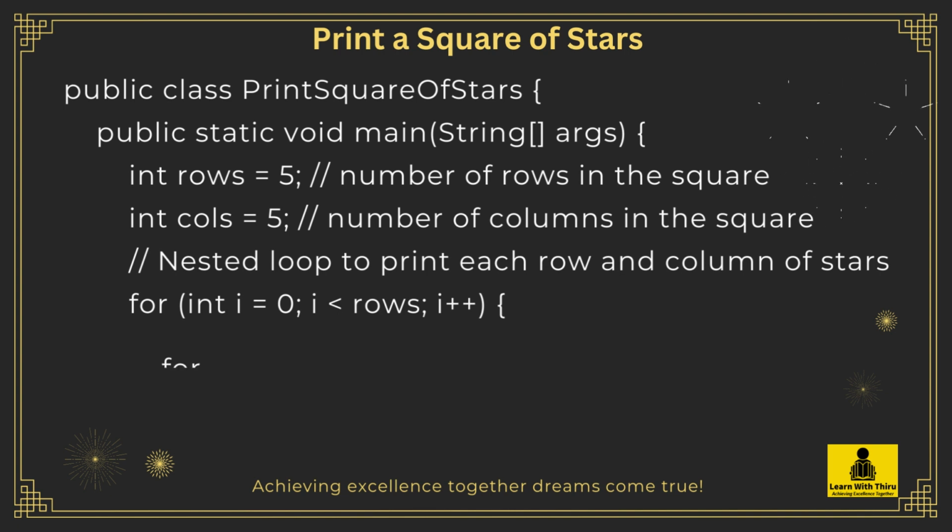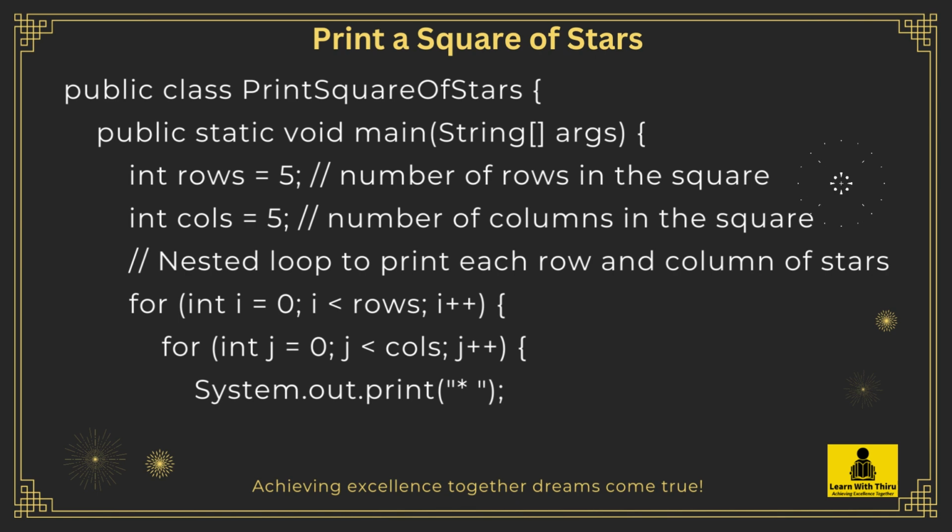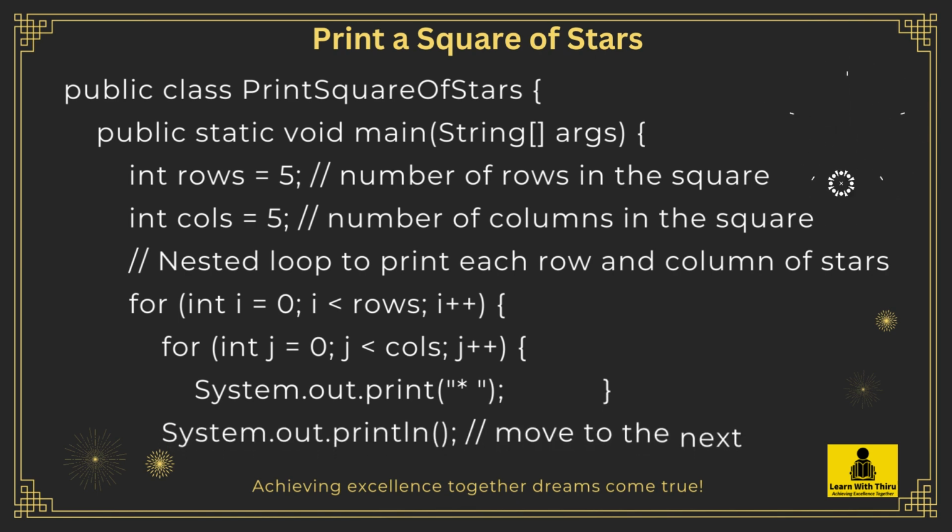int cols = 5; // number of columns in the square. Nested loop to print each row and column of stars. for (int i = 0; i < rows; i++). for (int j = 0; j < cols; j++).